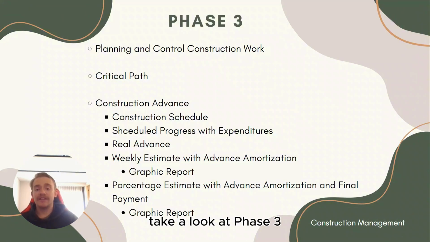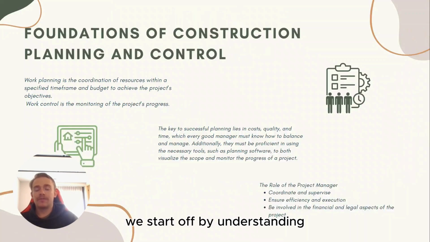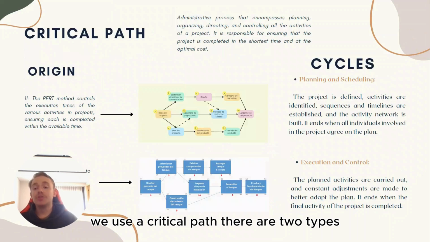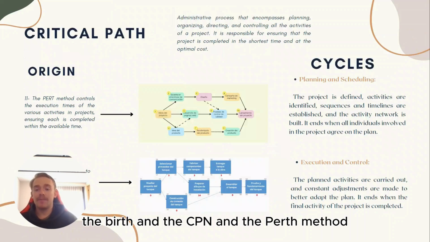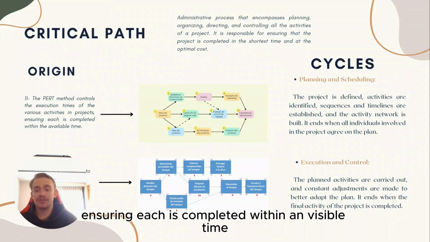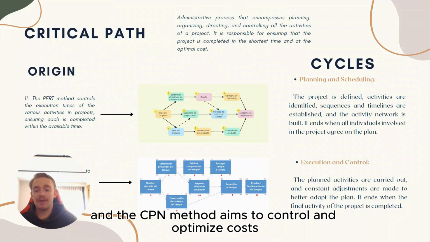Take a look at phase 3. We start off by understanding the foundations of control and planning in construction. We use a critical path. There are 2 types, the PERT and the CPM. The PERT method controls execution times of the various activities in projects, ensuring each is completed within an available time. And the CPM method aims to control and optimize costs.